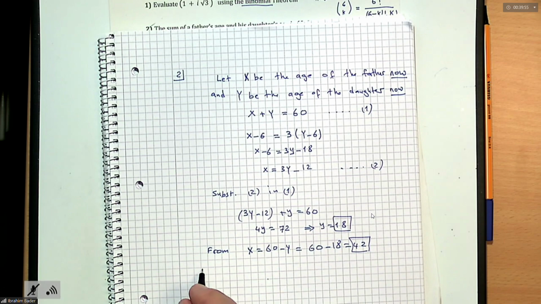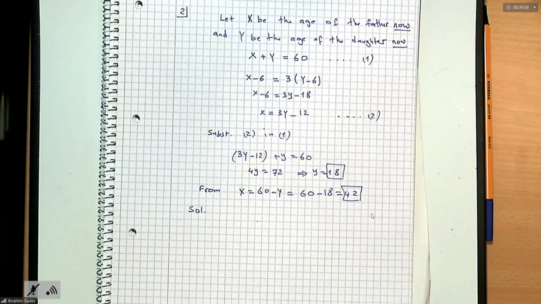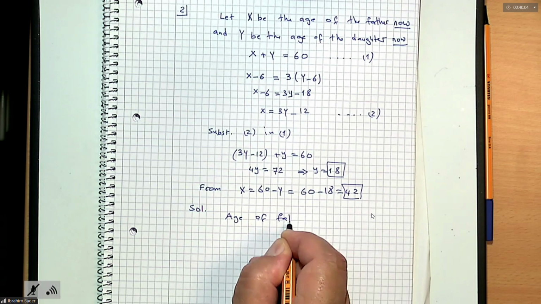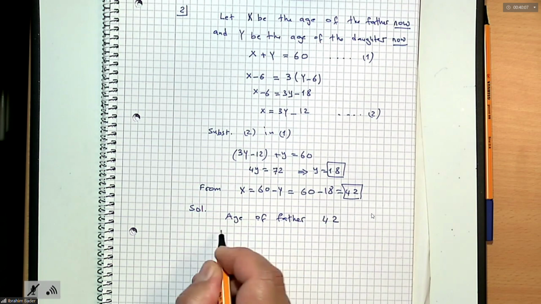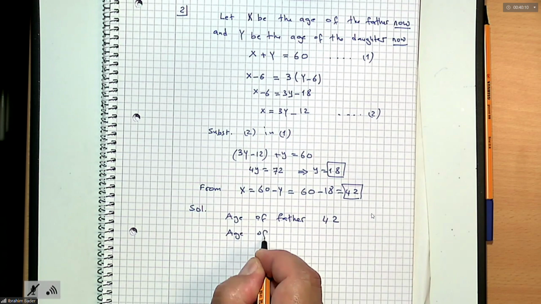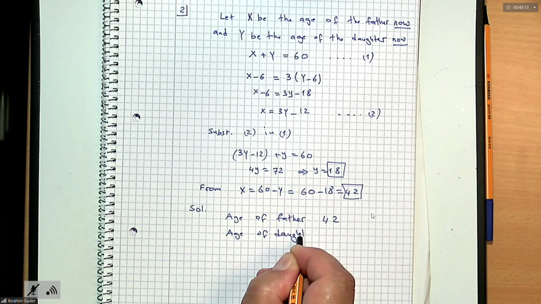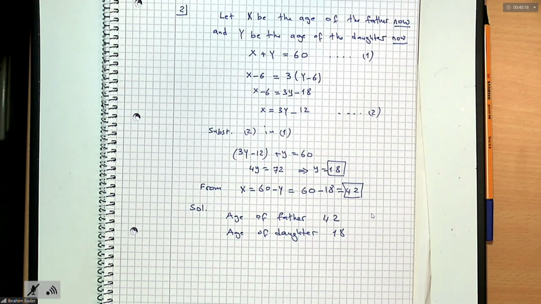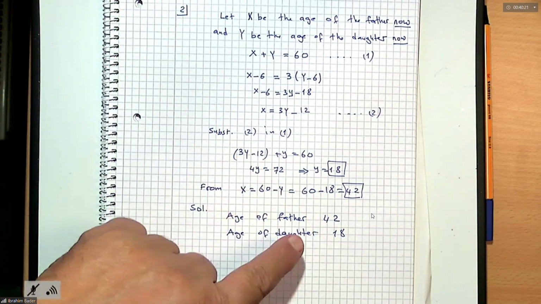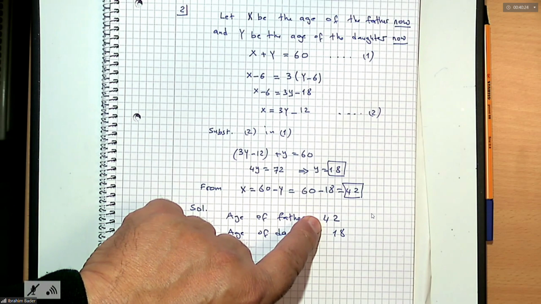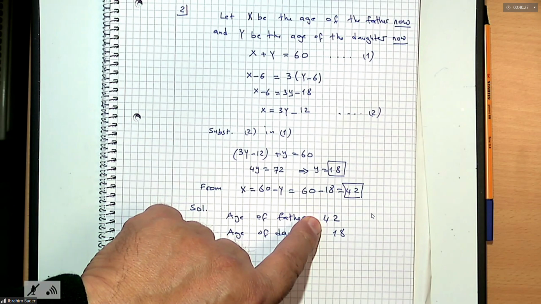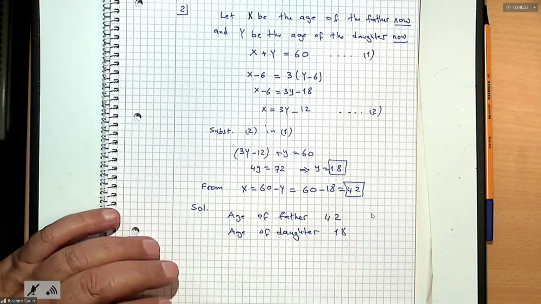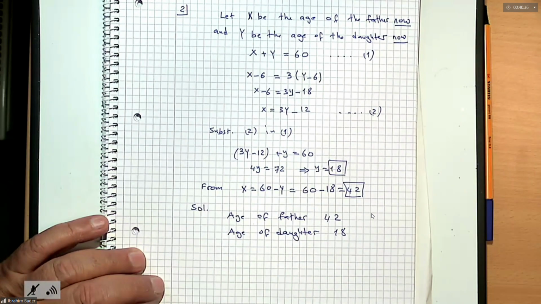So the solution here is: age of father is 42, age of daughter, of course, now 18. Now you can verify by going to the equations. The sum is 60. 6 years ago, the father was 36 and the daughter was 12, and 12 times 3 is 36. Okay, so we verified it and it's okay.